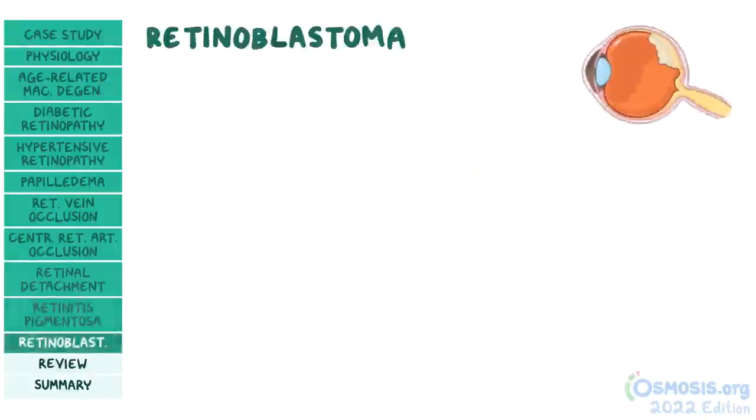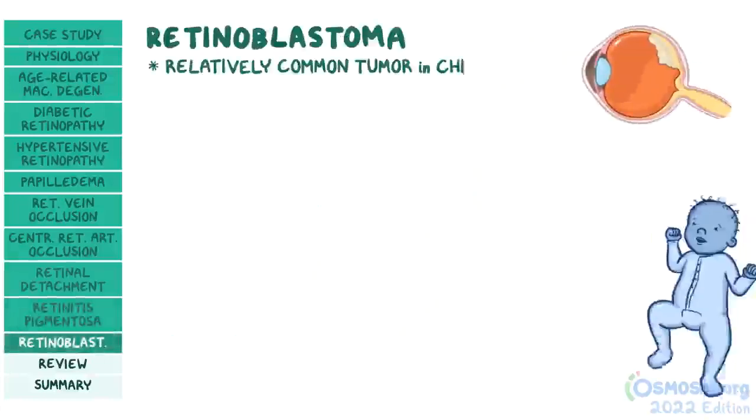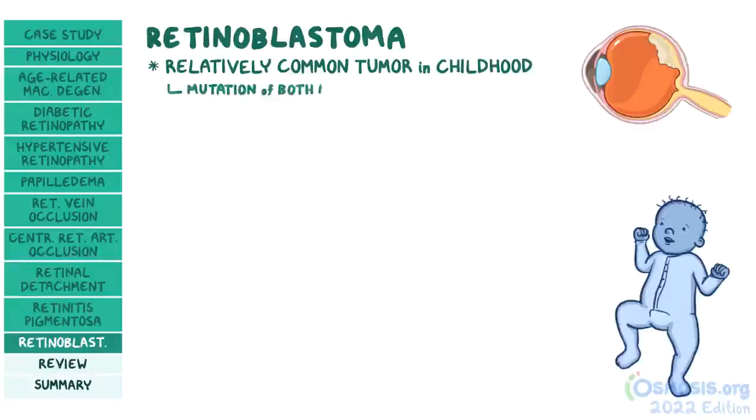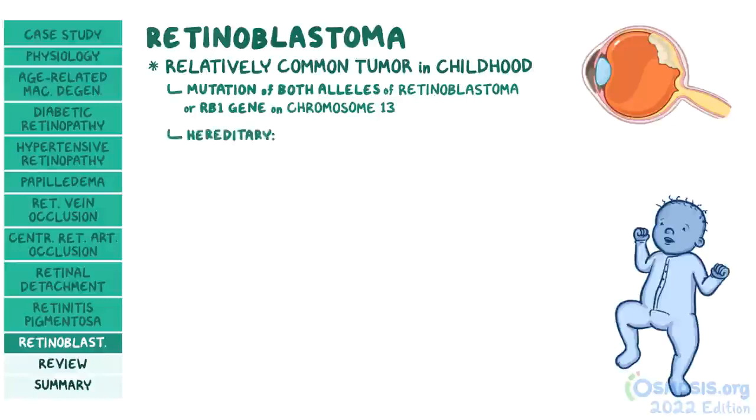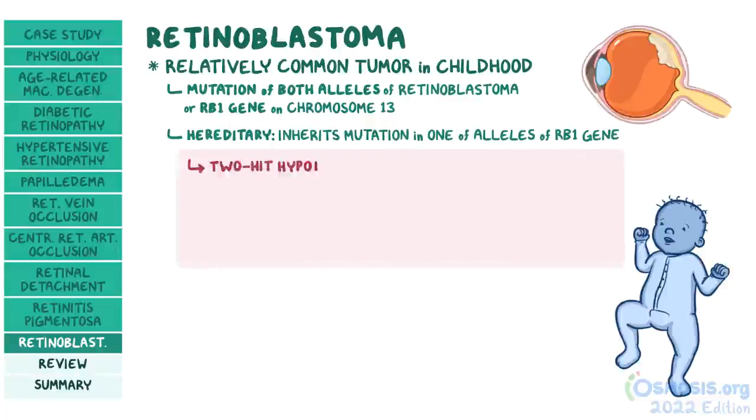The last retinal disorder is retinoblastoma. This is a relatively common tumor in childhood caused by the mutation of both alleles of the retinoblastoma or RB1 gene on chromosome 13. Now, retinoblastomas can be hereditary, in which case the individual usually inherits a mutation in one of the alleles of the RB1 gene. If, for some reason, a random mutation occurs in the second allele of the RB1, that leads to the development of retinoblastoma. This is known as the two-hit hypothesis.